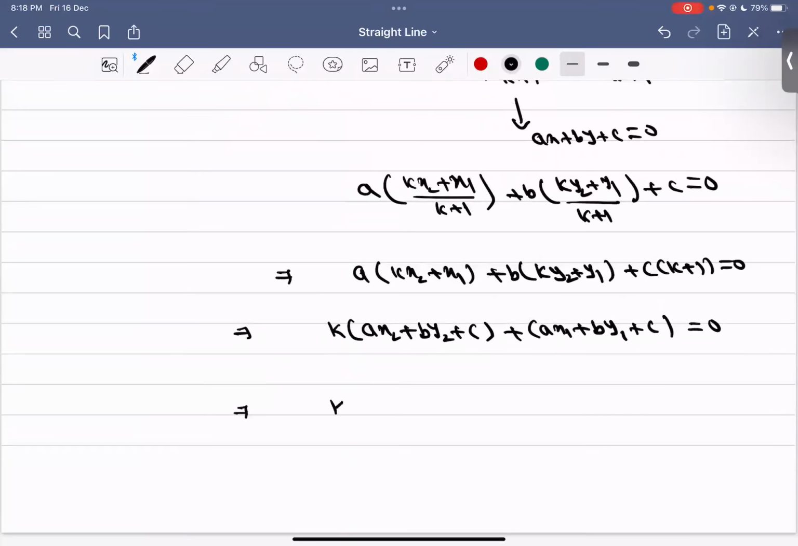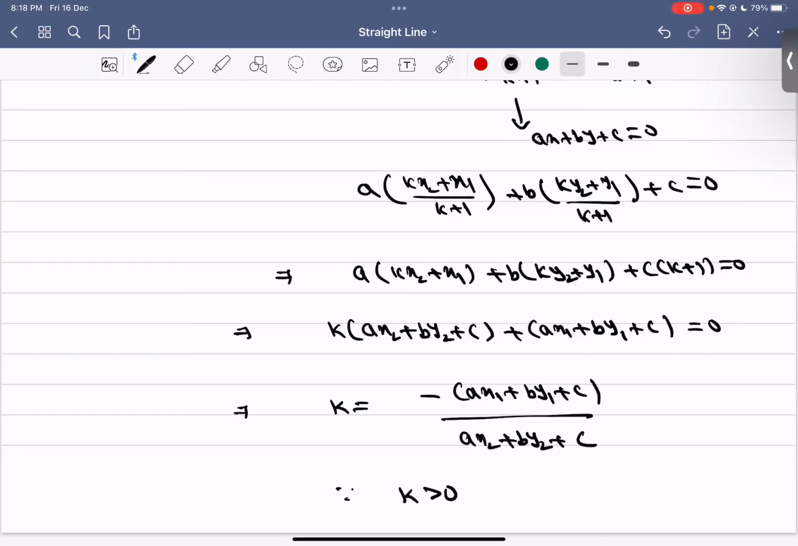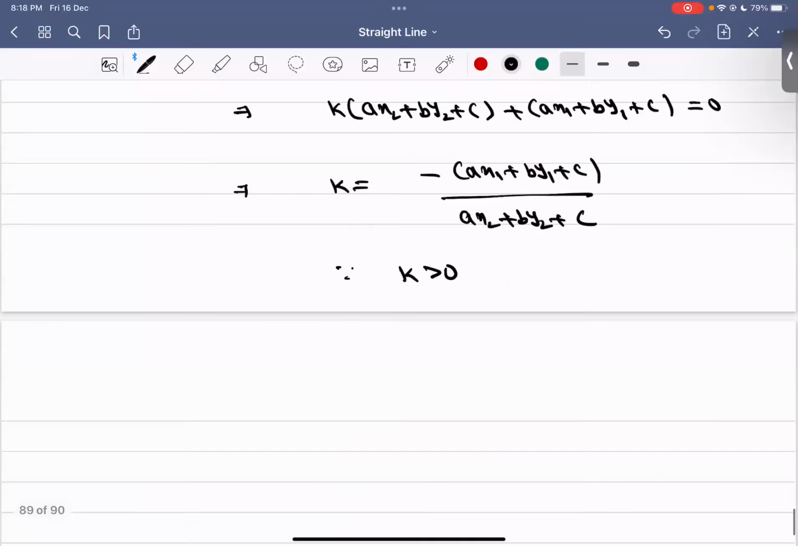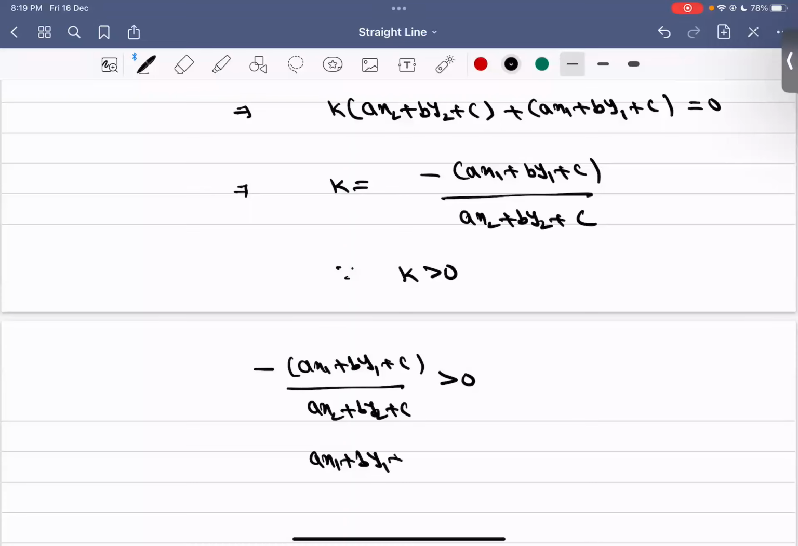So from this one, if I isolate k, k is equal to minus of (ax1 plus by1 plus c) by (ax2 plus by2 plus c). Since k is positive, yes sir, since k is positive means right hand side must be positive. Therefore minus of (ax1 plus by1 plus c) by (ax2 plus by2 plus c) must be positive. Means (ax1 plus by1 plus c) by (ax2 plus by2 plus c) must be negative.